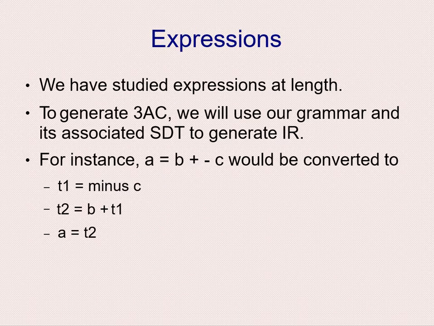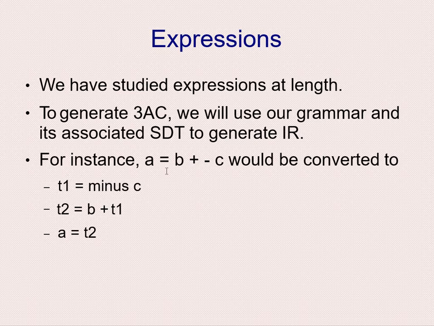We already studied expressions at length here. So we already know how we are going to generate three-address code. We use our grammar and its associated SDT, syntax directed translation, to generate the intermediate representation.